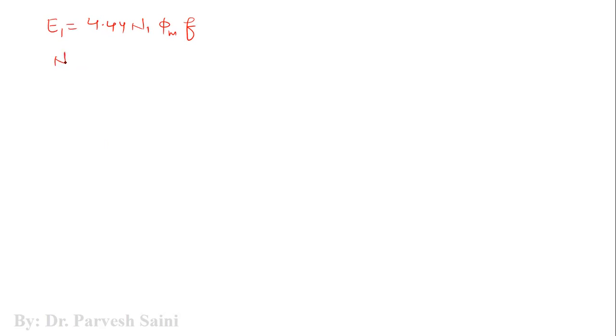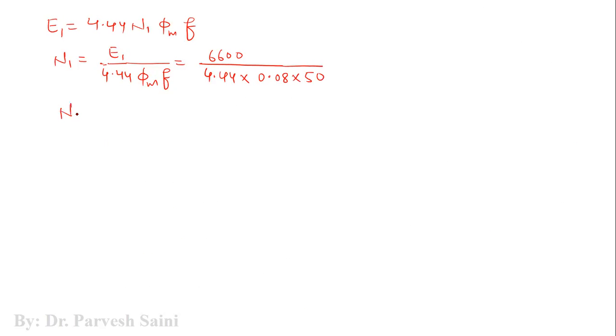Now let us find out the value of N1 from here. It is equal to E1 divided by 4.44 phi M F. E1 is 6600 volt, 4.44 into phi M is 0.08 Weber, and the frequency is 50 hertz. On calculating, the value of N1 is equal to 372. So the number of turns in the primary winding is 372.